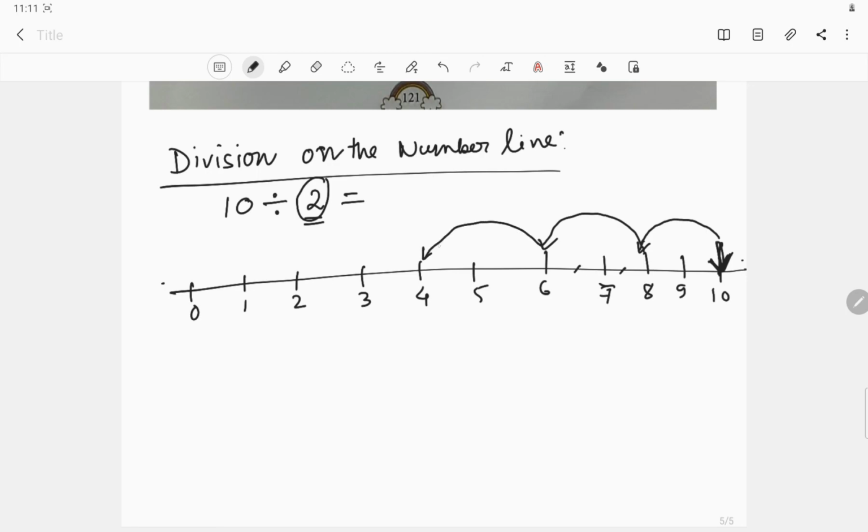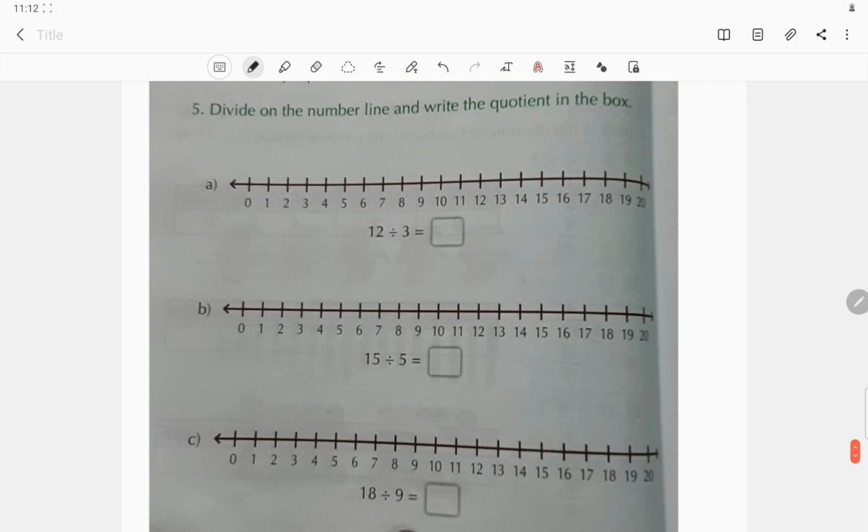Then again 4. How far to go? Till 0, then 2, then 0. Now you count how many jumps you have skipped: 1, 2, 3, 4 and 5. That is your result. 10 divided by 2, you will get 5. So in this way you have to solve on the number line. Okay. Now on page number 122, question number 5, divide on the number line and write the quotient in the box.